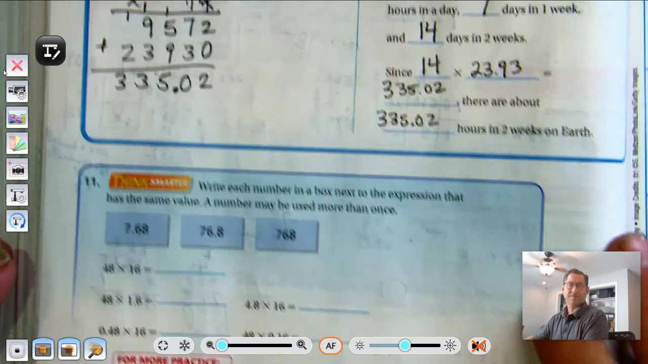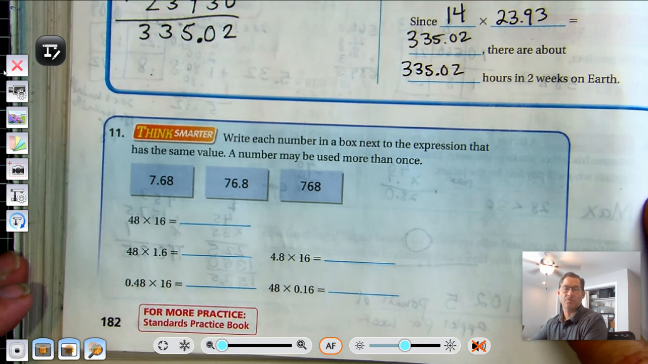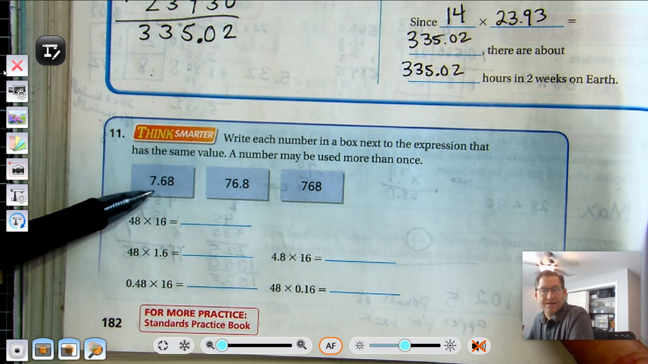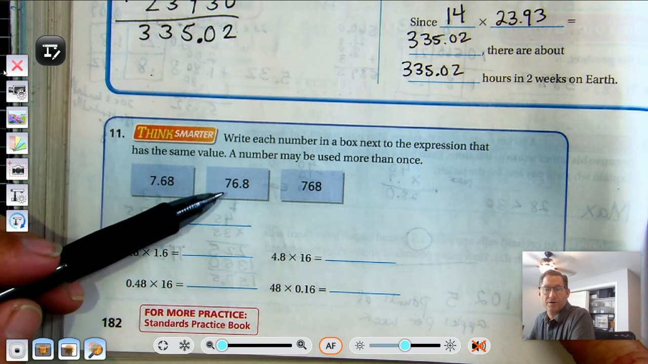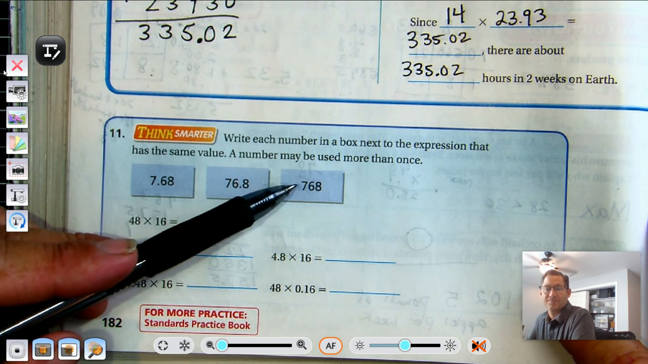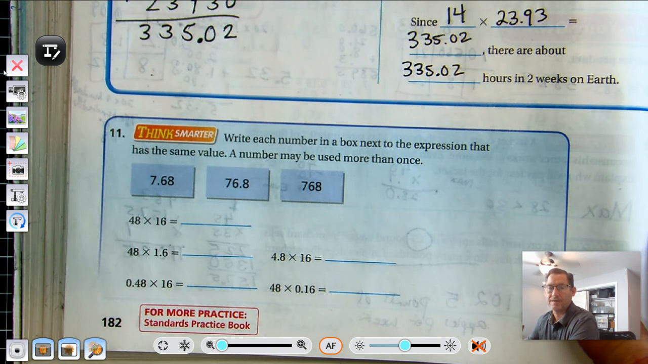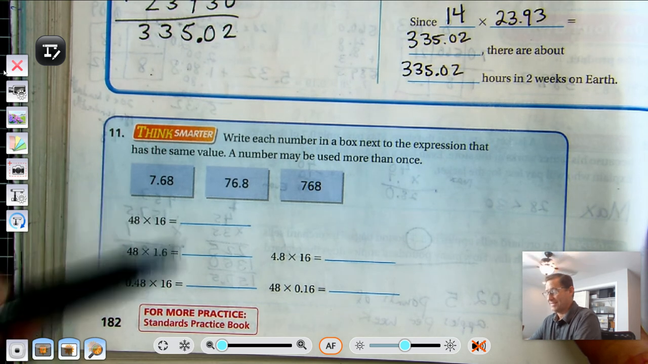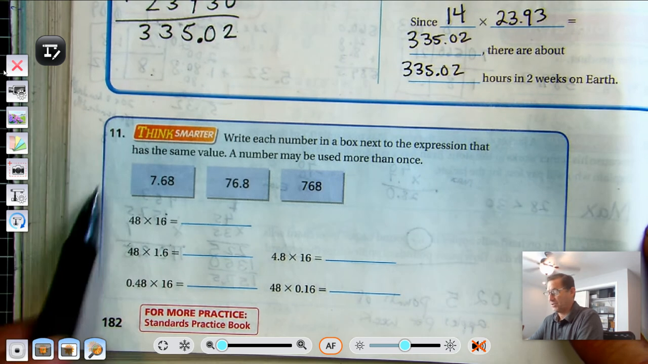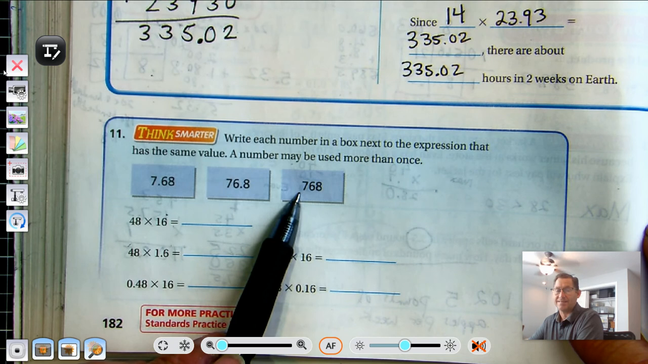All right, number 11. Write each number in a box next to the expression that has the same value. A number may be used more than once. So we have a product of 7 and 68 hundredths, a product of 76 and 8 tenths, and a product of 768. Now we can use what we know about patterns and place value to write these answers. You don't have to multiply 48 times 16. They're telling you what 48 times 16 is. 48 times 16 is 768.